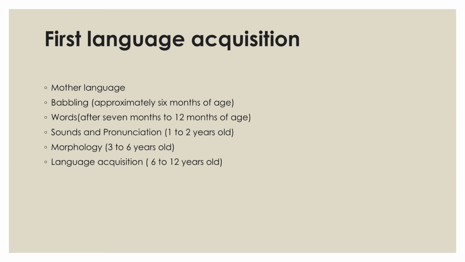And the final one is language acquisition from 6 to 12 years old. At this age, children can learn a language not very fast, but they can acquire it better than an adult.